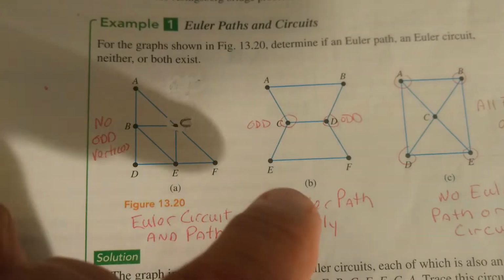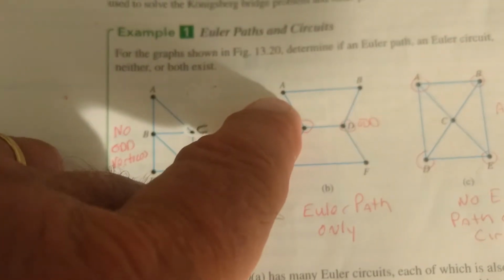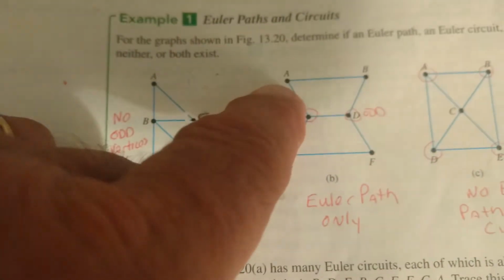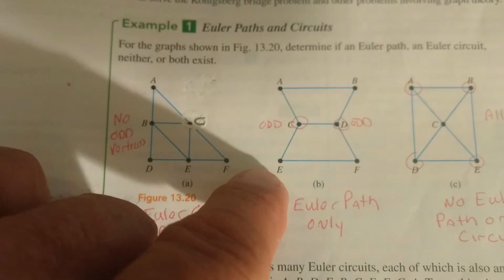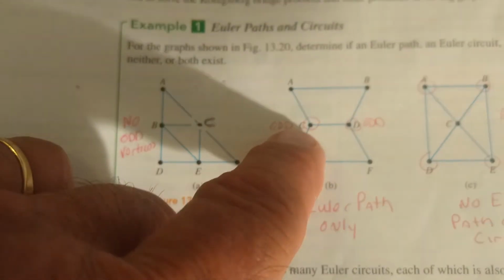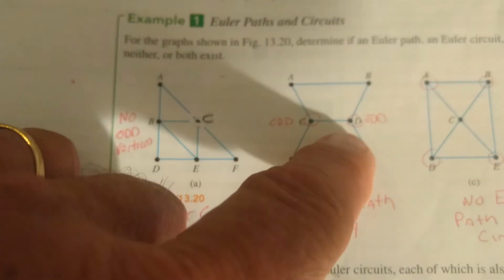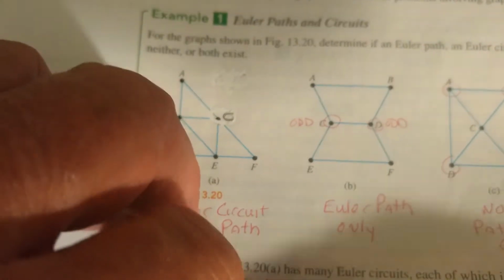We come to the second one. A has two edges, even. B has two edges, even. F has two edges, even. E has two edges, even. C has three, odd. D has three, odd. Exactly two odd vertices.